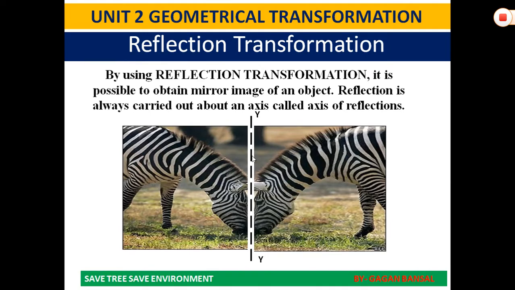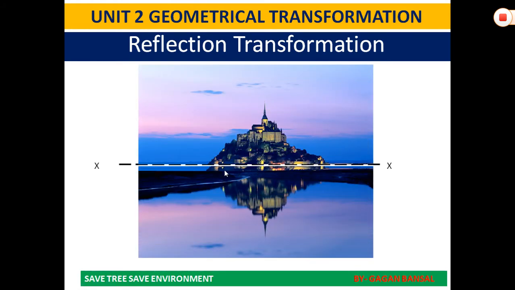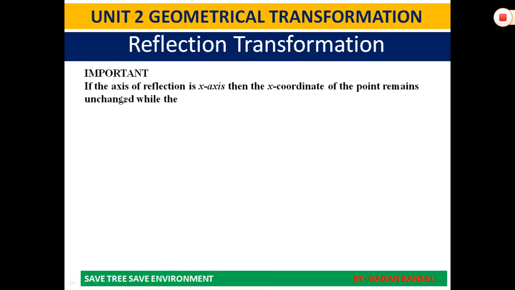When we say that it is reflecting along y axis, as I told you previously also, the y coordinates remain the same but the x coordinates change. This we will be discussing in the subsequent slides also. Also, when there is reflection about x-axis, x remains the same but y flips, means it changes its sign. So important is, if the axis of reflection is x-axis, then the x coordinates of the point remain unchanged while the y coordinates flip, means change sign.